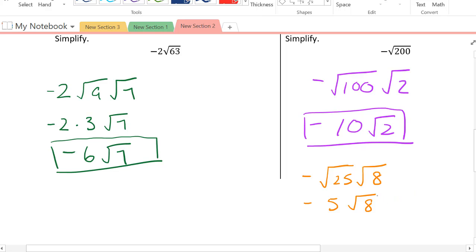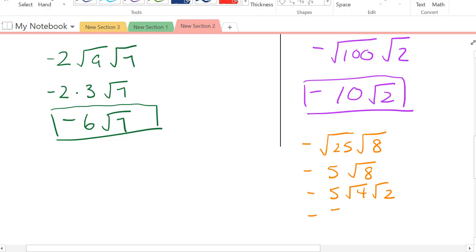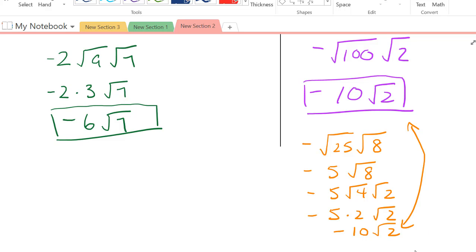But what's the problem? You can break down square root of 8, right? How do I break down square root of 8? That would have to be radical 4 times radical 2, to get the 8. So that would be negative 5 times 2 radical 2. And then that would give us negative 10, right? Negative 5 times 2 is negative 10 radical 2. And what do you notice? The answer is the same, right?